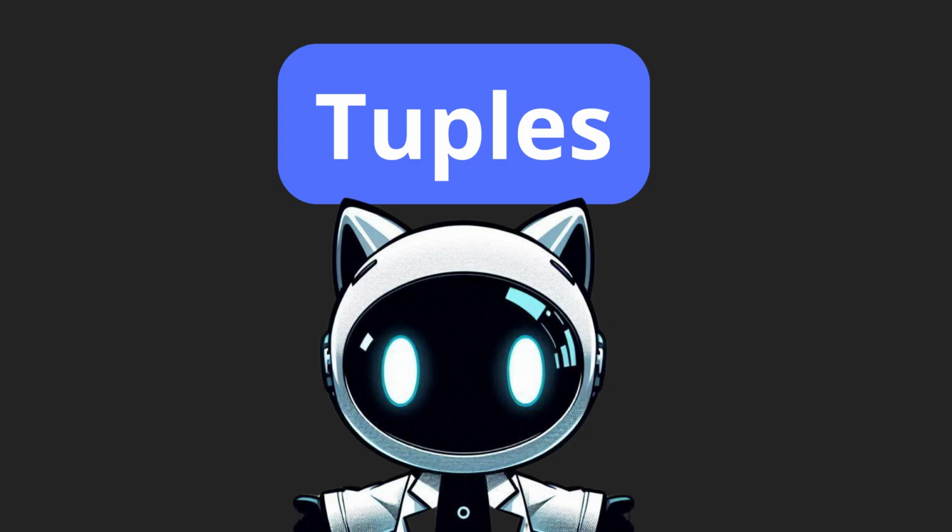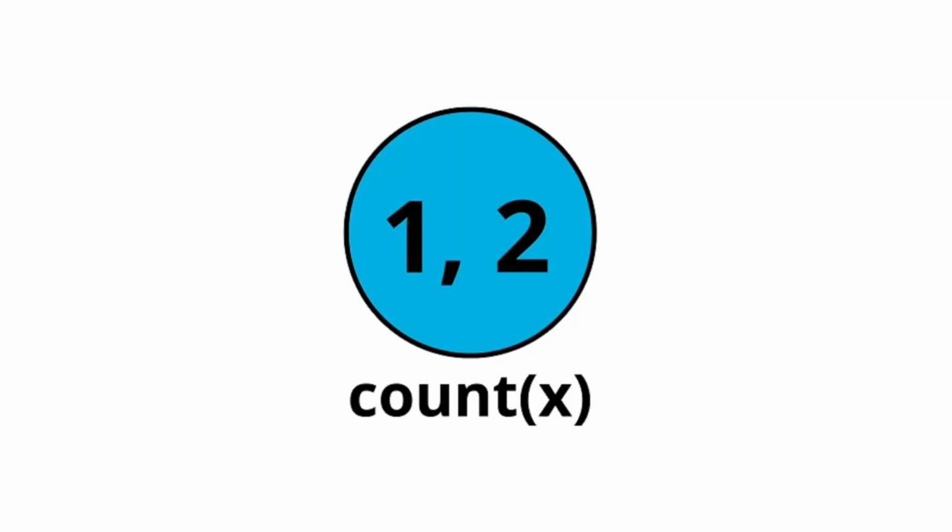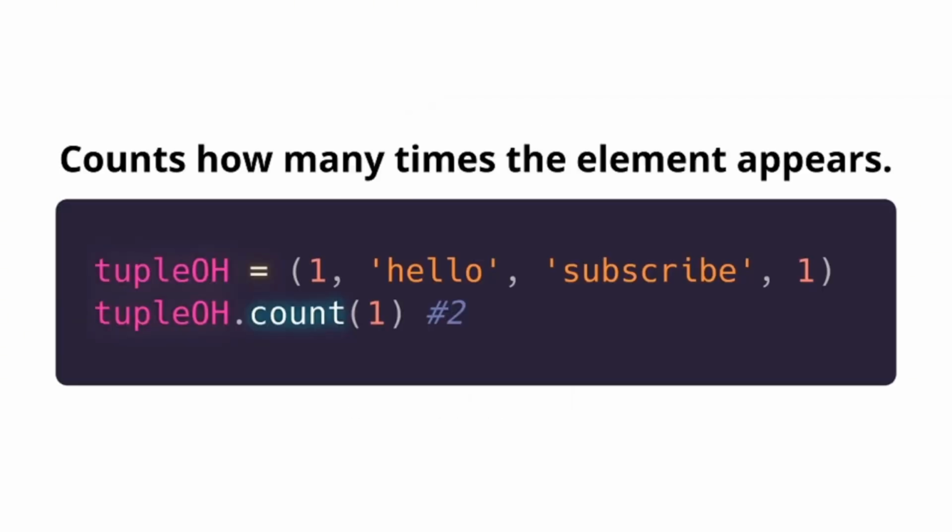Finally, we're going to move into tuples, and what we need to know is that tuples are immutable. Therefore, we cannot do many things with them. Actually, the methods that we see are just for getting data. The first one is count, which counts how many times the element appears in the tuple. In this case, we have two number ones.